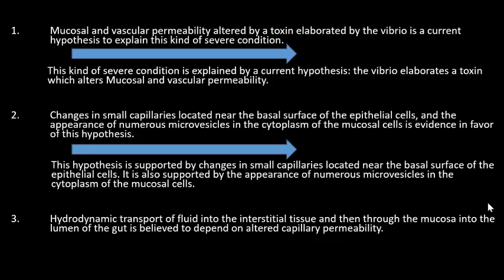This hypothesis is supported by changes in small capillaries located near the basal surface of the epithelial cells, period. Now what I did here, the reason I put that period is so that we could have more than one stress position. Now we've got 2 stress positions. So then I go on to the next one, referring to this hypothesis with it. It is also supported by the appearance of numerous microvesicles in the cytoplasm of mucosal cells. Still don't understand it, but I know what I don't understand. Now it would be a matter of looking up these terms and figuring out what they mean. All right, the final one.